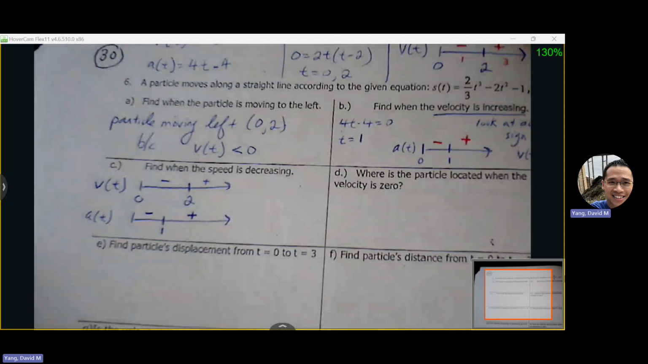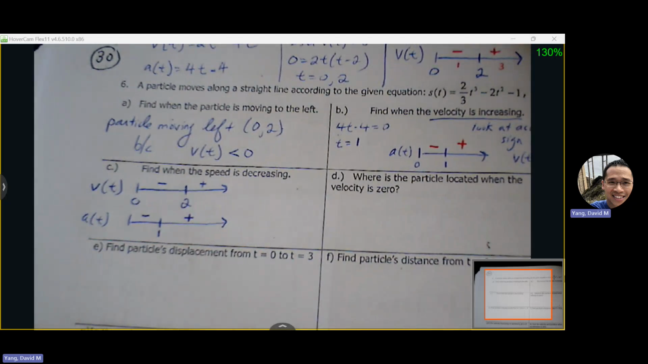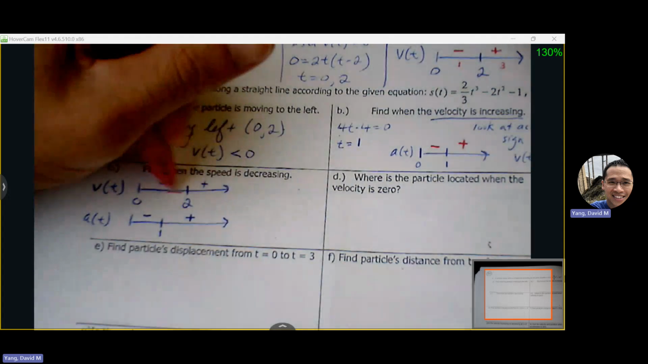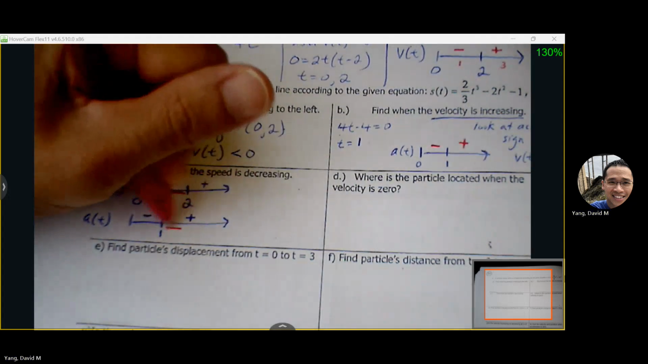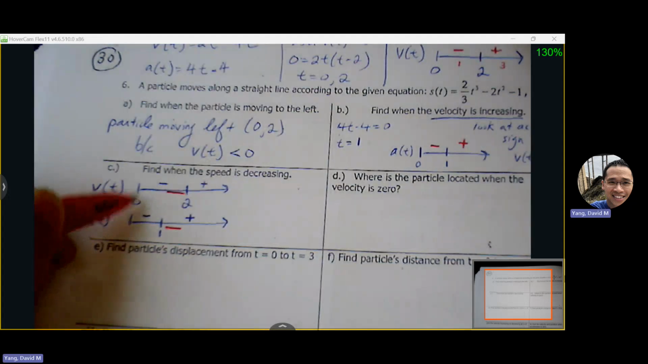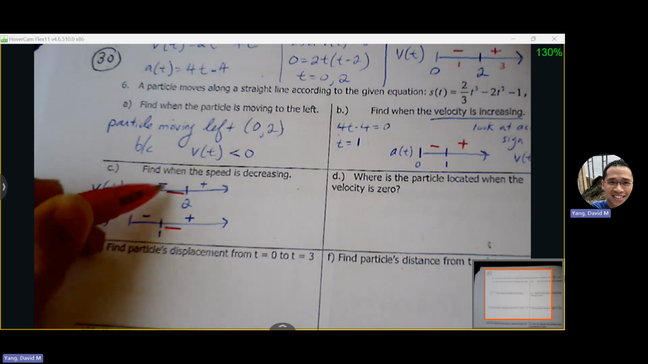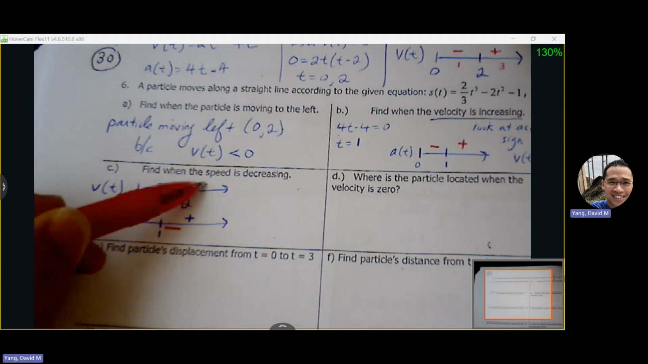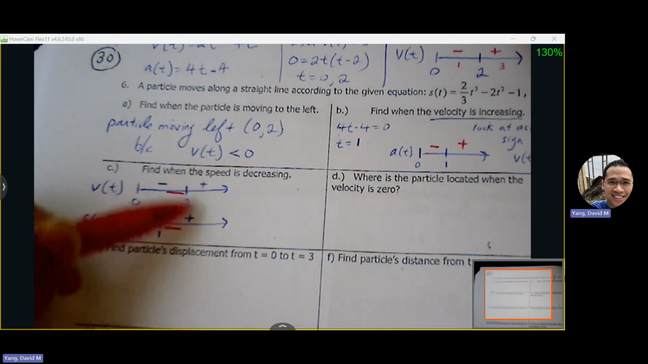So what intervals do you see them having opposite signs? Yeah, this interval here, right? They start off sharing the same signs, but then after 1, between 1 and 2, velocity is negative, but acceleration is positive. And after 2, they go back to sharing the same signs. So between 1 and 2.